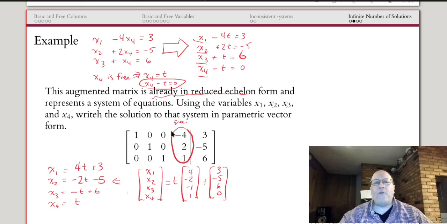So if we have a free variable in the system, we assign that free variable to a separate letter. We call that other new variable a parameter. And that enables us to write a fourth equation in the system so that I have an equation for each of my 4 variables.